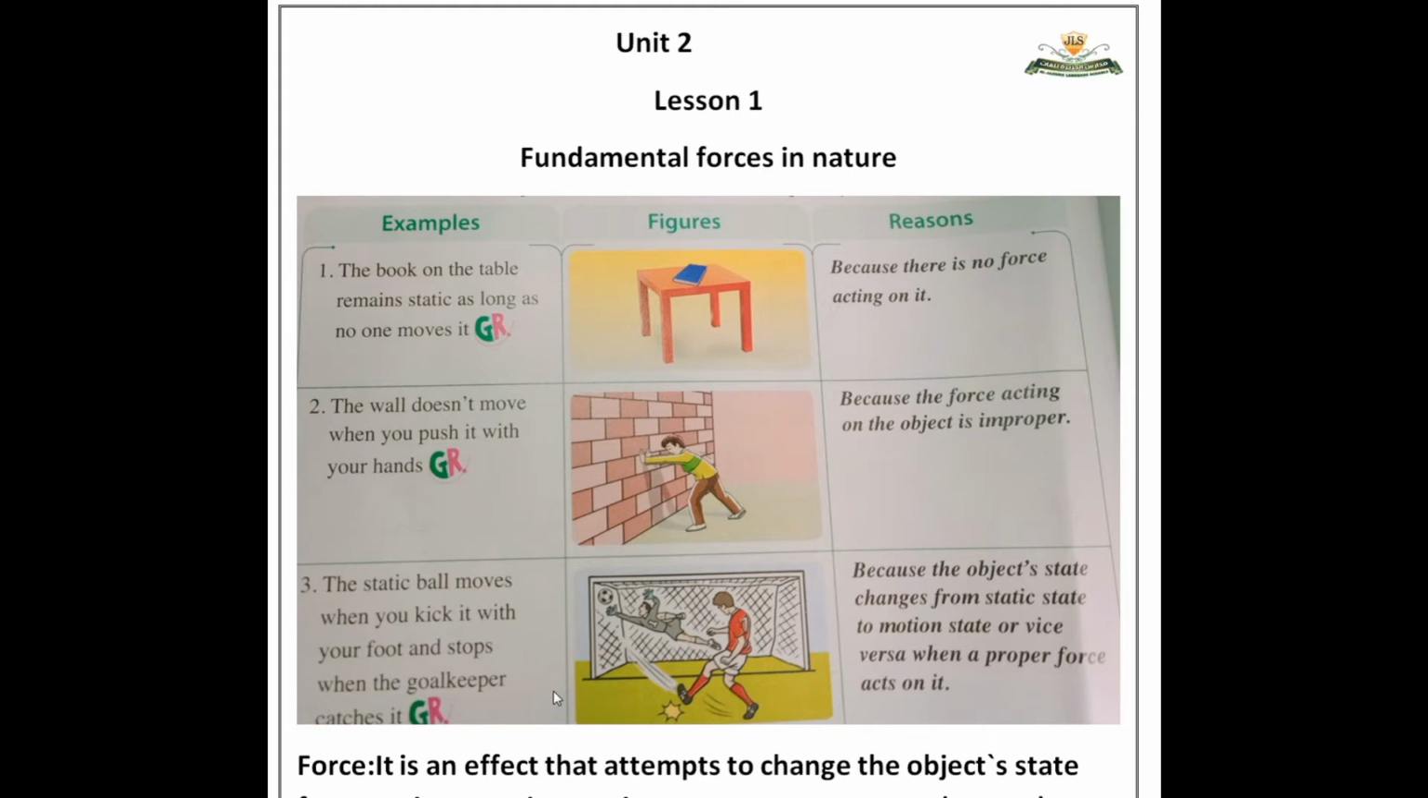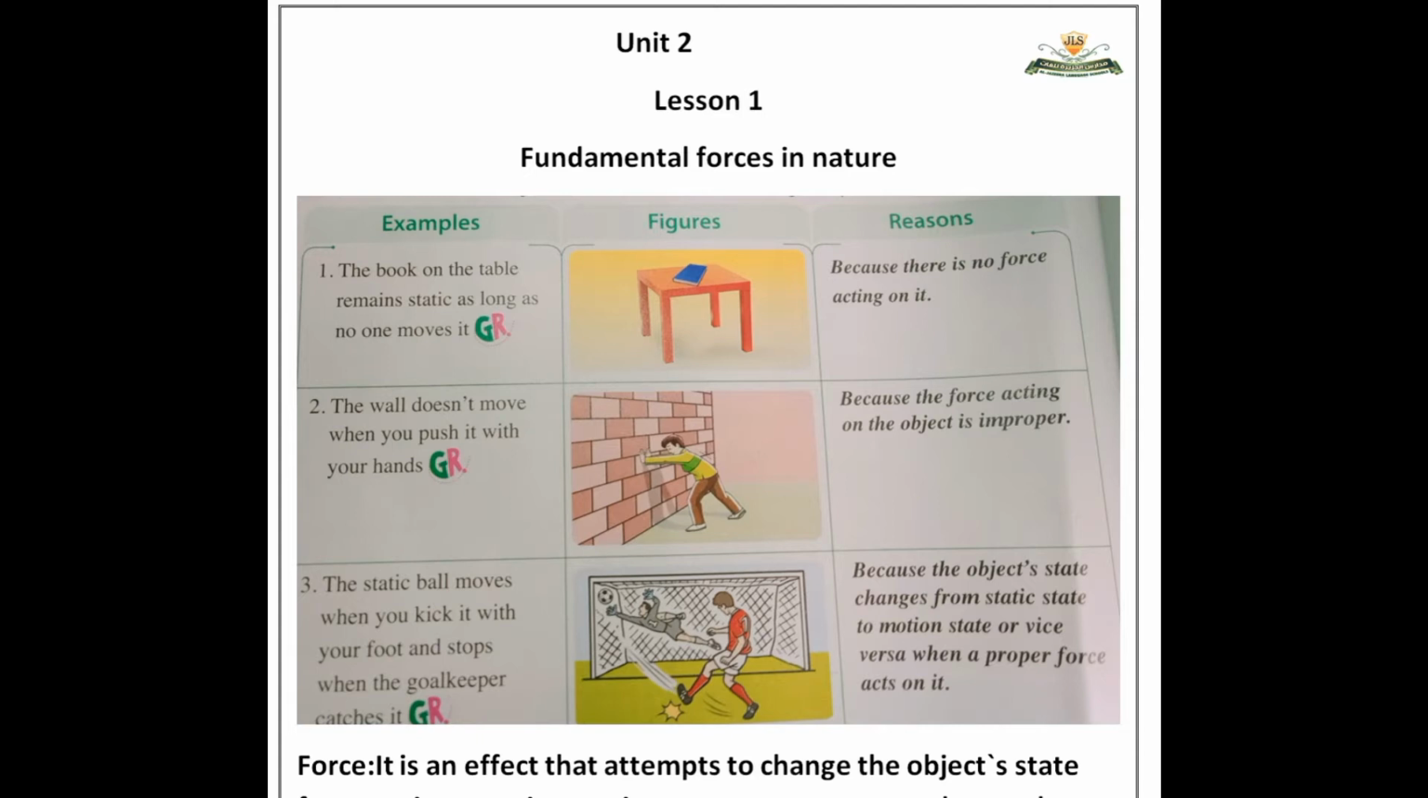The last example: the ball changes its direction when the player heads it with his head. Why does the ball change its direction? Because first, the player acts with a force. This force has a direction, and the ball moves in the opposite direction. So the direction of the acting force is opposite to the direction of the moving ball, and the ball changes its direction.